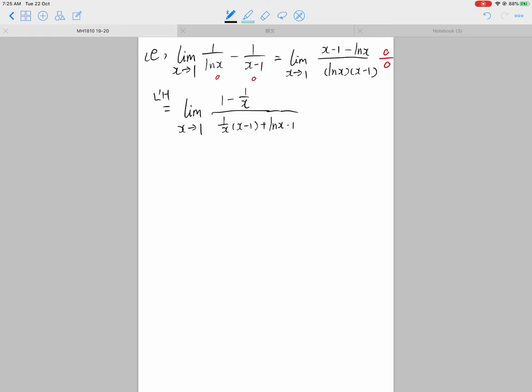So now when you sub in, it's still 0 over 0, right? So you can use L'Hopital's rule again.